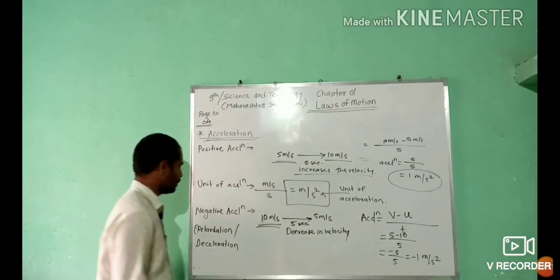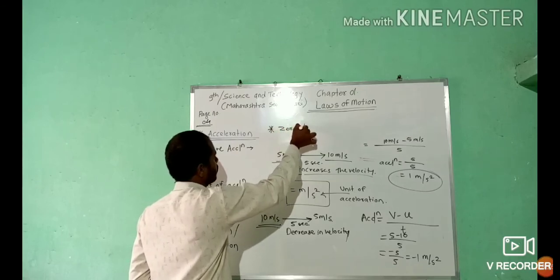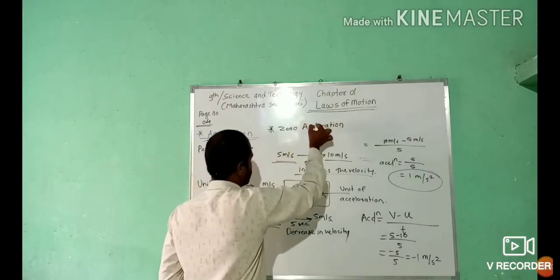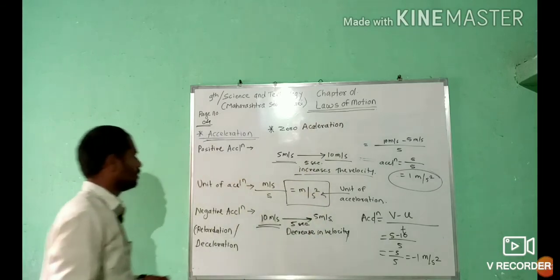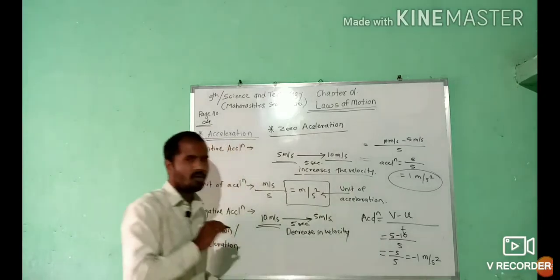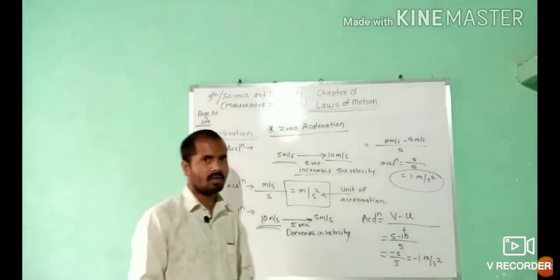And the last one is zero acceleration. So what is zero acceleration? When there is no change in the velocity of the object.